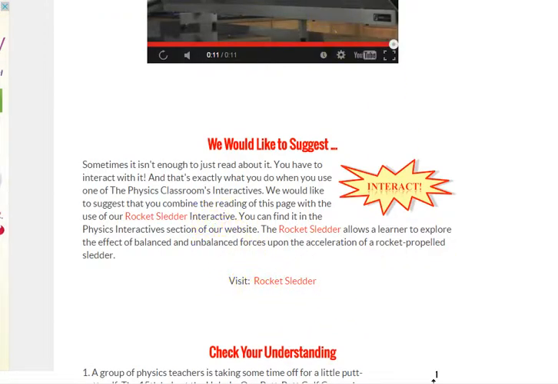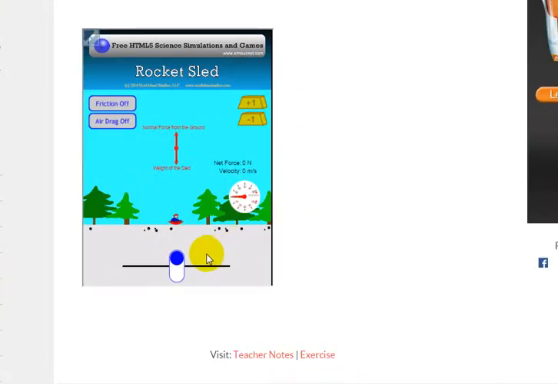Another interesting demo on this site is this rocket sledder. If you click to that, you can take a look. Here we have a sled during winter time. There are two forces involved here. Gravity is pulling it down, which gives the sled its weight, and the sled isn't accelerating downward because the ground is pushing up on it with what is referred to as the normal force. These are equal and opposite forces, so they balance each other out.